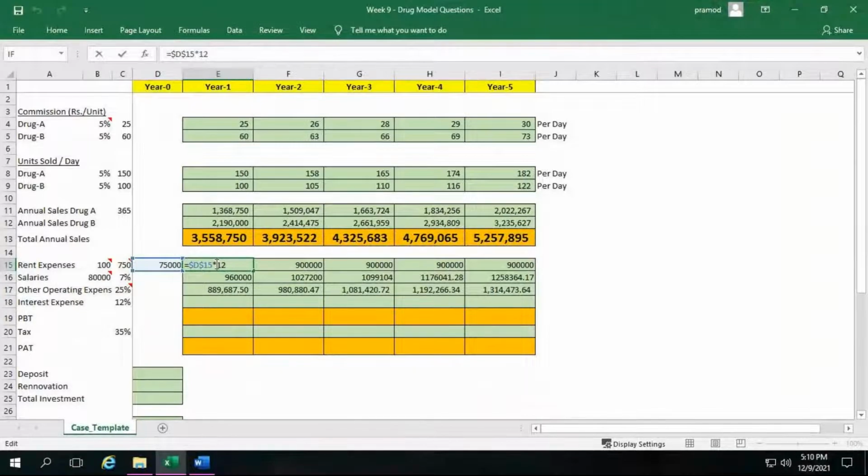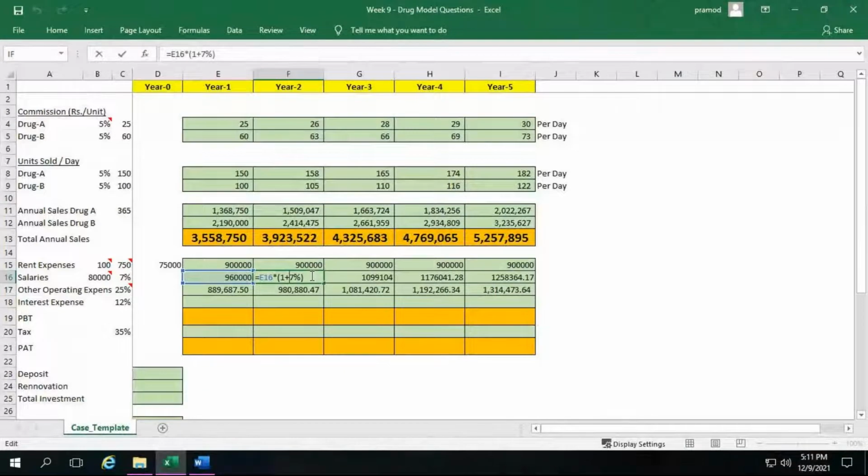Salaries also we have taken 75,000 into 12 now, sir. Correct. But here what happens when you are dragging? They are telling every year 7% it is increasing. So the year growth: the previous amount into 1 plus 7%.